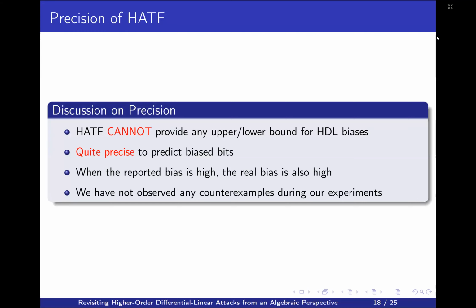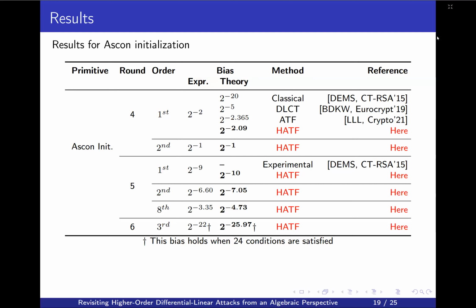So we can do some discussion on precision. I want to stress that the ATF cannot provide any upper or lower bound for HDL biases. At least currently we do not have any theory to guarantee it. However, based on our experiments, we find it's quite precise in predicting the biased bits. When the reported bias is higher, the real bias is also higher. So far we have not observed any counterexample in our experiments. Here are some bias results. You can see they predict very well.